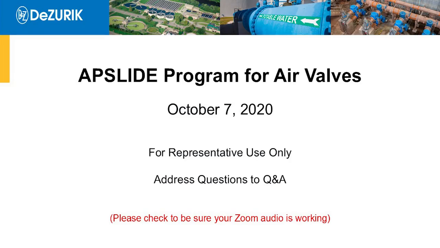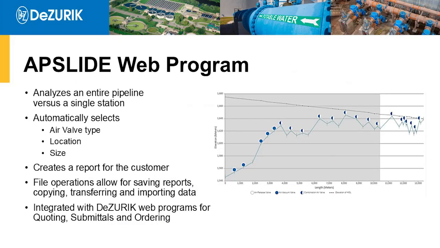This is our last part of our air valve series. In May, you learned about the types of air valves and how they work. Last month, we talked about selection, locations, and sizes for air valves. We also went over an example using the APSLIDE slide rule. Today, we'll expand on that by learning how to use our web-based APSLIDE program.